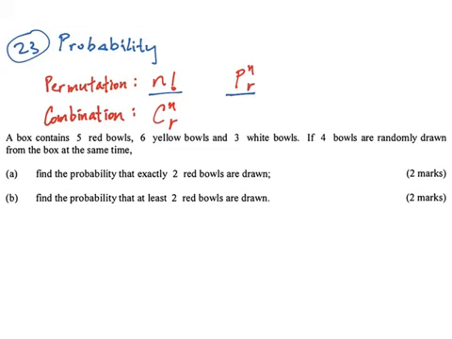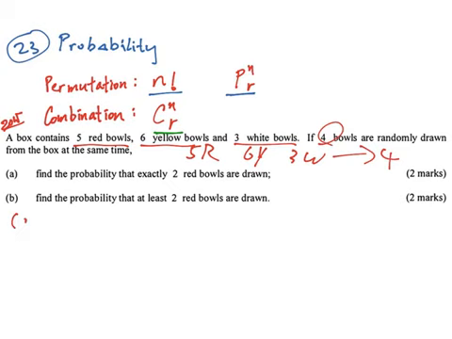For combination, no order, we just select. We'll select r from n, so we use nCr. Let's see an example. It is 2015. There are 5 black balls, 6 yellow balls, 3 white balls, and we will select 4.